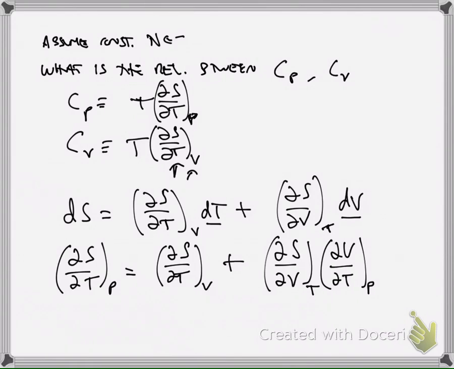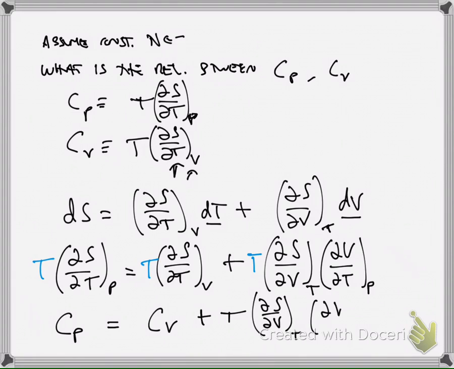So we've done our little variable manipulation. And so if I multiply everything through by temperature, right? Then I can write Cp equals Cv, from our definitions, plus temperature, partial S, partial V at constant temperature, partial V, partial T at constant pressure.